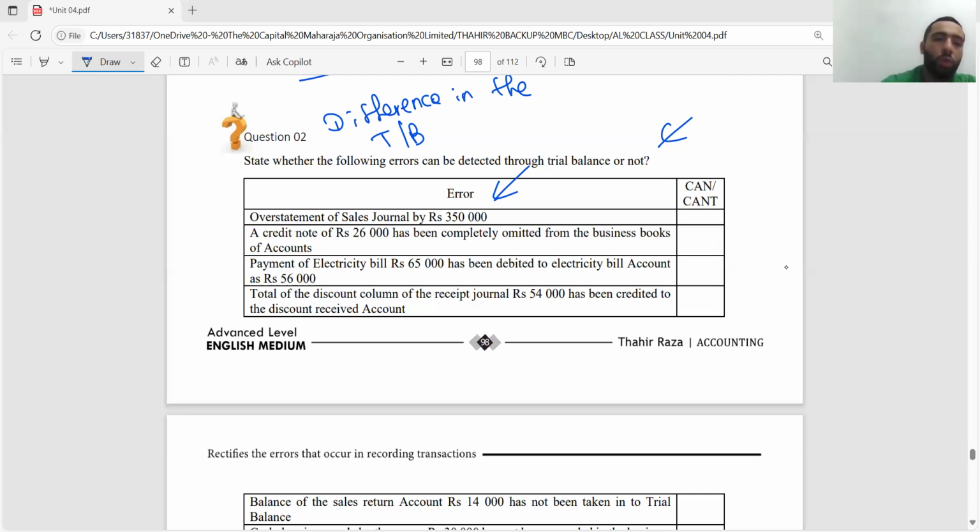Right okay, so once you record it in the sales journal, after that you record it in the double entry. You record it on the debit side in the debtors column and on the credit side of the sales account. Overstatement of 350,000: can you identify this through the trial balance, yes or no?